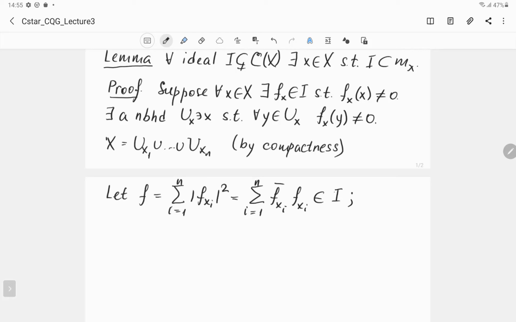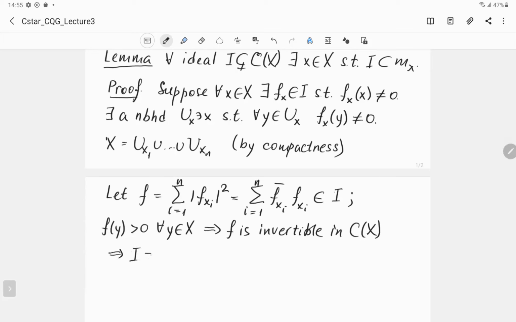So f belongs to I, but on the other hand, it's immediate from the construction that this function is strictly positive everywhere on our space. So it doesn't vanish, so it is an invertible element of C(X). But a proper ideal can never contain an invertible element. So this implies that I equals C(X), and this is a contradiction. And the contradiction completes the proof.